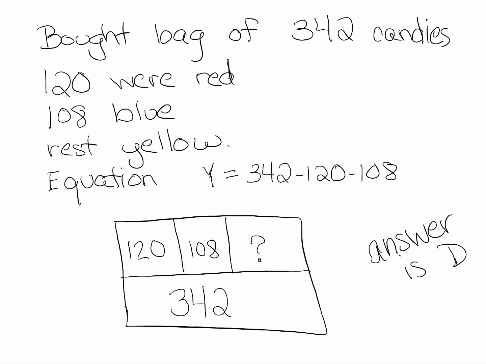Now, if I was doing my strip diagram, when I see the subtraction signs in the equation, it tells me that my first number in the equation, the 342, is representing my whole bag or my whole number of items. So 342 is the whole. And we also know that there's going to be 3 parts in this equation. 120 is 1 part with the red. 108 is 1 part with the blue. And then there's the yellow candies, which we don't know. That's a question mark, or Y. So answer D is the correct choice here.